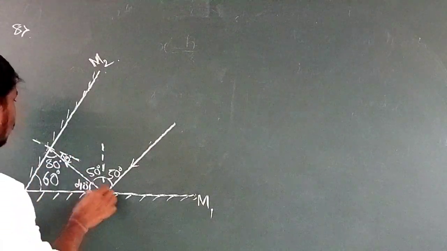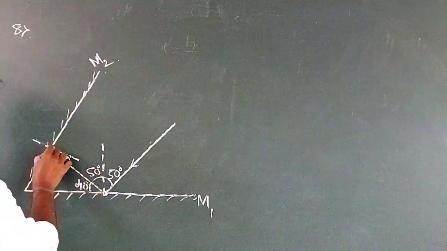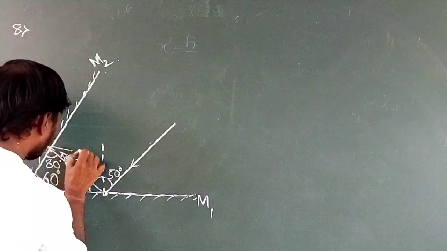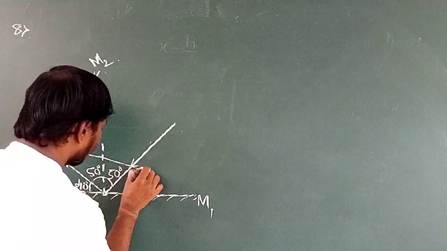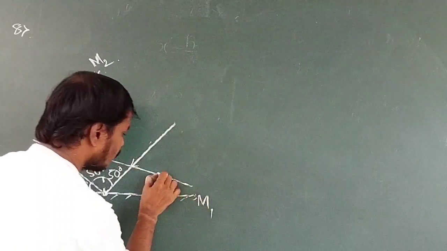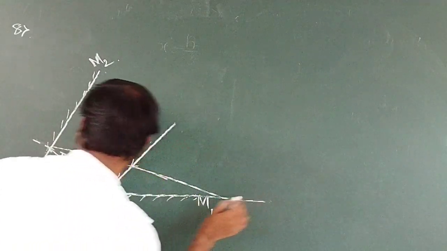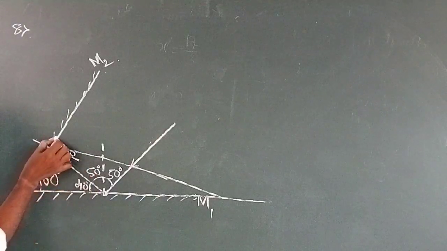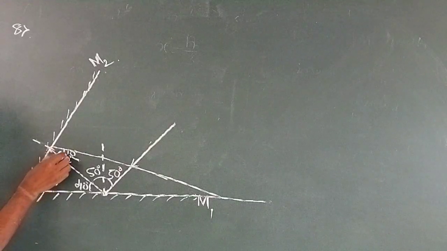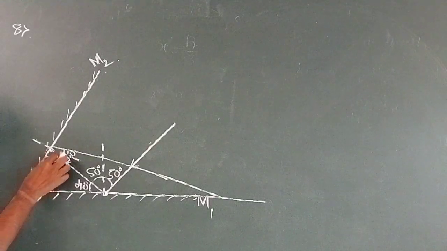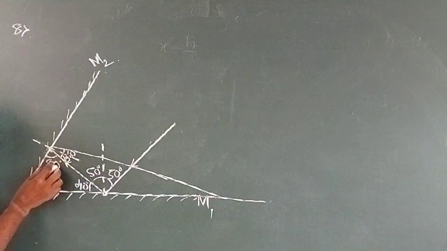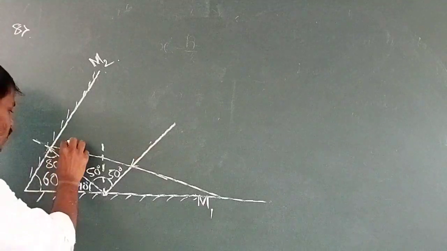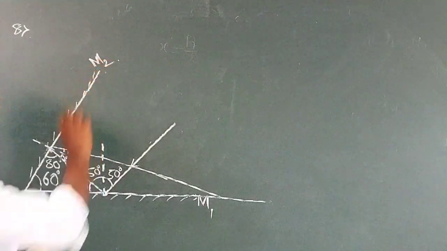Then the angle of incidence for the second mirror is 10 degree. Then the angle of reflection at the second mirror is also 10 degree. This is also 10 degree because here the angle between the normal and the second mirror is 90 degree. But here one angle is 80, which means the remaining angle is 10, the total angle is 90. If the angle of incidence is 10, then the angle of reflection is also 10 at the second mirror.